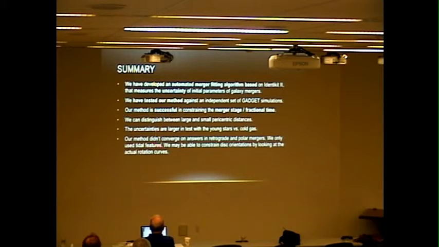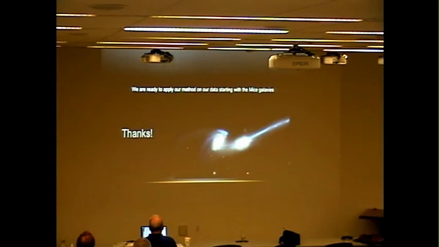However, we didn't find the right answer for the retrograde models, and we have to figure out why. Probably it's because we are only using the tidal features to find the right answer, and the retrograde mergers don't have as strong tidal features. And so we probably have to look at the rotation curves. And we are ready to apply this method on our data, starting with the Mice galaxies. Thank you.